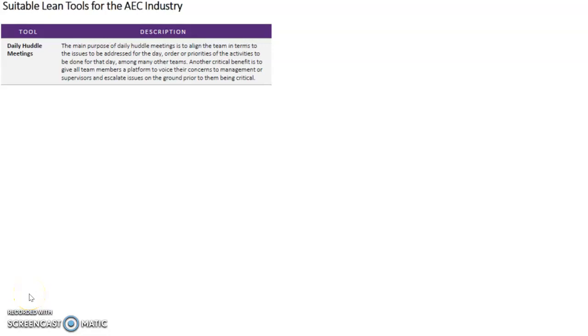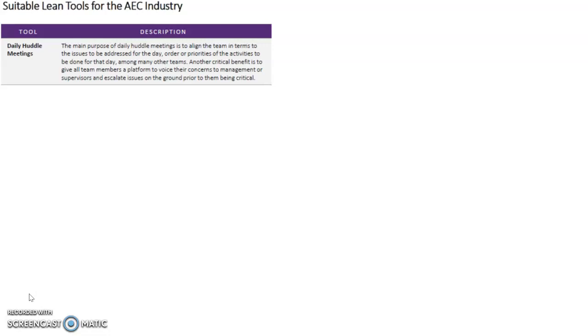Let's look at some of the tools that can be used under the Lean concept for the industry, starting with the daily huddle meeting. The main purpose of these daily huddle meetings is to align the team in terms of the issues to be addressed for the day, and the order or priorities of the activities to be done for that day among the many teams. In a way, it's like a toolbox meeting.